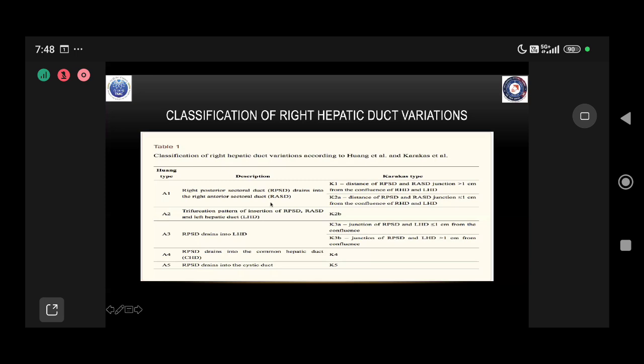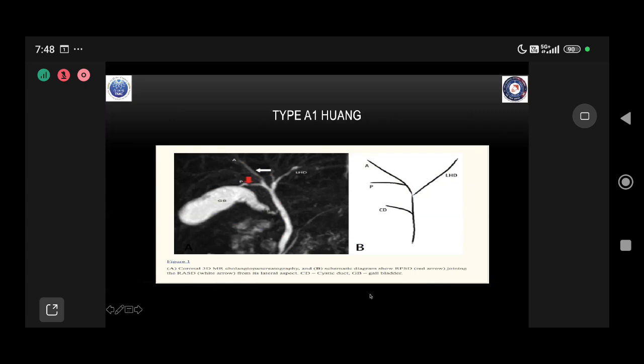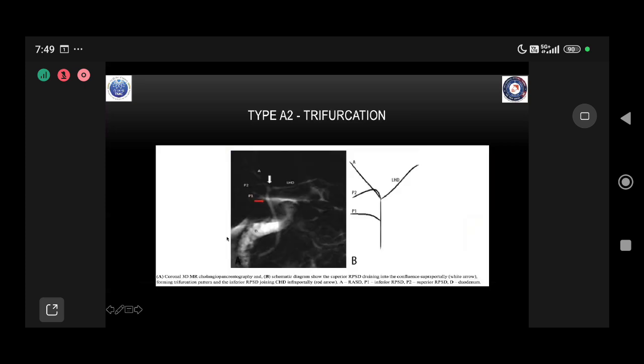If you have a right, type 1 is a right posterior draining into anterior sectoral and then forming the right duct. Type A2 is, I will just come to that, this is better shown here. You can see that the right posterior is joining the anterior over here, and this is forming the right duct, and this is the left hepatic duct. What is mentioned as CD over here is the cystic duct. These are cholangiogram images. So if you have an MRCP preoperatively, you can identify them very clearly.